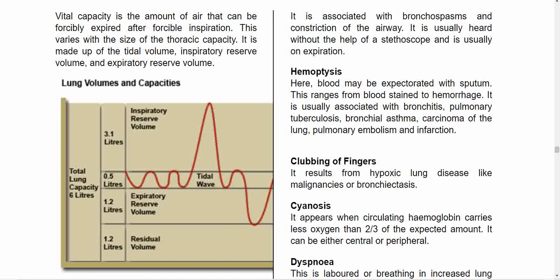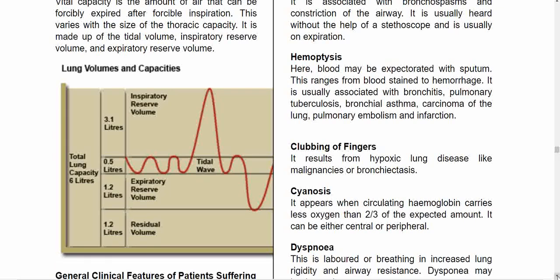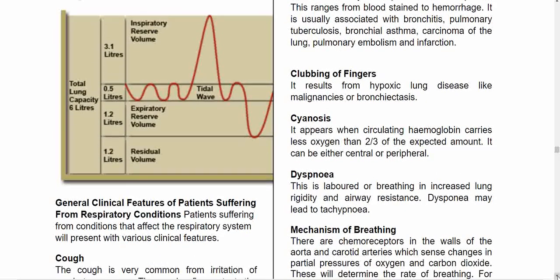Cyanosis is another case which can also present when the respiratory system is interrupted. It appears when circulating hemoglobin carries less oxygen than two-thirds of the expected amount. So it can be either central or peripheral. But what is this? Cyanosis is just the bluish discoloration of the body's mucosal parts, and can be of the extremities. When you talk about peripheral, those are your limbs, right? But when we talk about central, it is just on the frenulum of your tongue and on your lips. That is the bluishness of that.